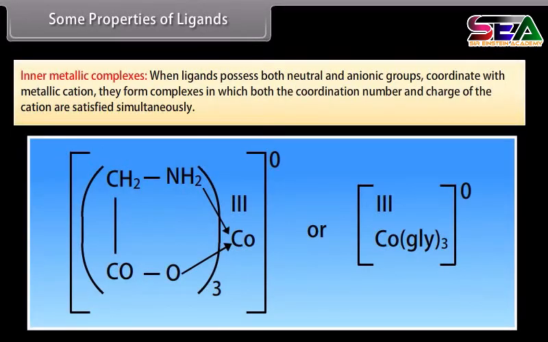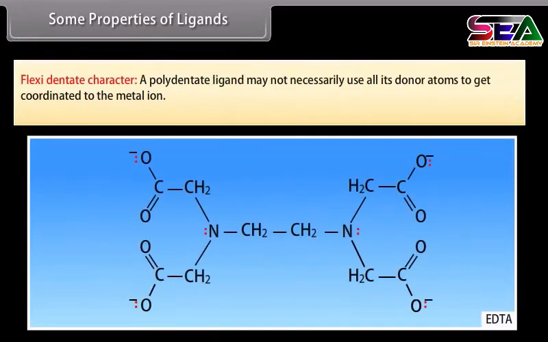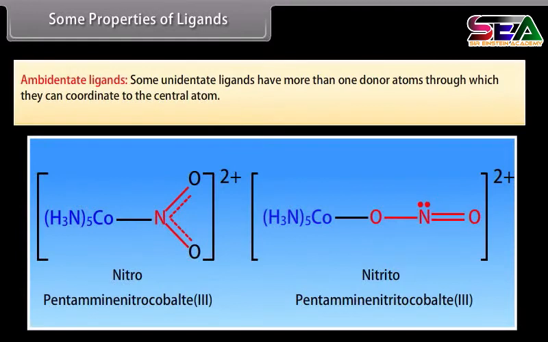Some properties of ligands. Inner metallic complexes. When ligands possessing both neutral and anionic groups coordinate with a metallic cation, they form complexes in which both the coordination number and charge of the cation are satisfied simultaneously. Flexidentate character. A polydentate ligand may not necessarily use all its donor atoms to get coordinated to the metal ion. For example, EDTA can act as a hexadentate or a pentadentate or a tetradentate ligand. Ambidentate ligands. Some unidentate ligands have more than one donor atom through which they can coordinate to the central atom.